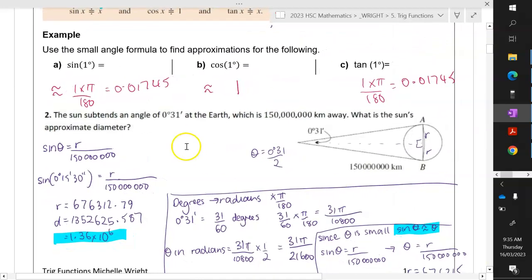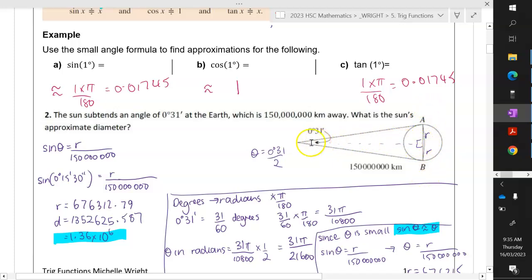But at this point, let's try and use this in an example. The example says the sun subtends an angle of 0 degrees, 31 minutes at the Earth. And there's a diagram over here to explain what that's doing. And it is 150 million kilometers away at that subtended angle. So this line here is 150 million kilometers. We want to figure out what the sun's diameter is. We know the diameter is twice the radius, so I've marked in 2 radiuses.